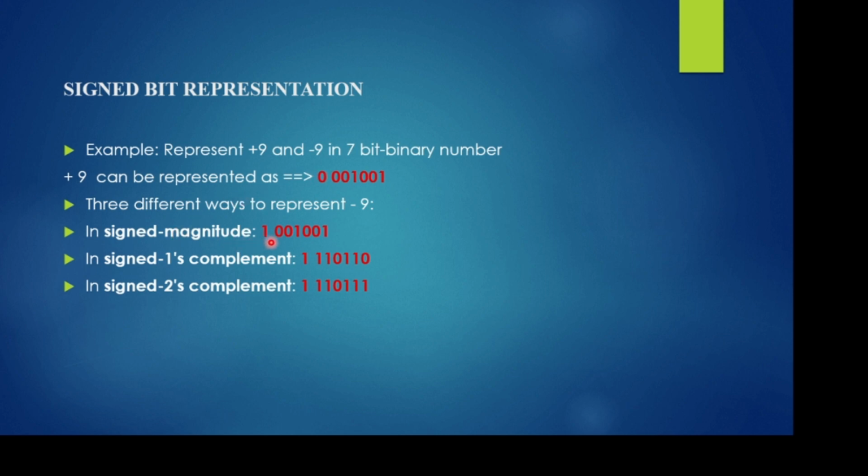In sign magnitude form, we can represent minus 9 also. For minus 9, we have to change the sign bit from 0 to 1. In 1's complement representation, we need to flip all the digits, that is 0 to 1 and 1 to 0, and we will get the 1's complement representation of plus 9. So this is the 1's complement representation of minus 9. For representing it in 2's complement, we just need to add plus 1 to this 1's complement representation. So this is the 2's complement representation of minus 9. We just need to add plus 1 to this value.